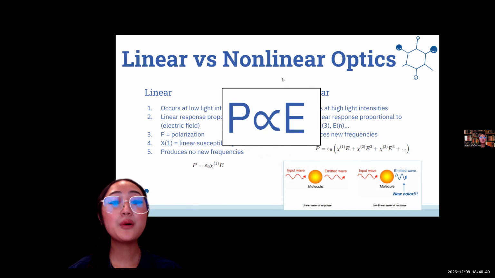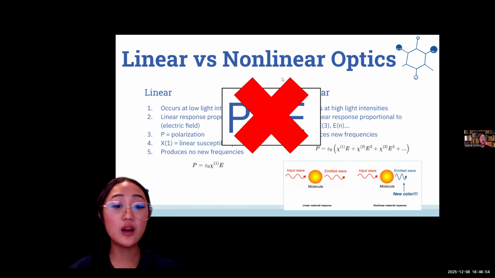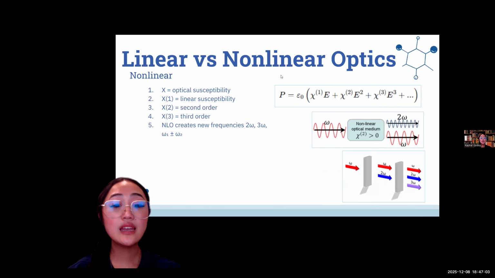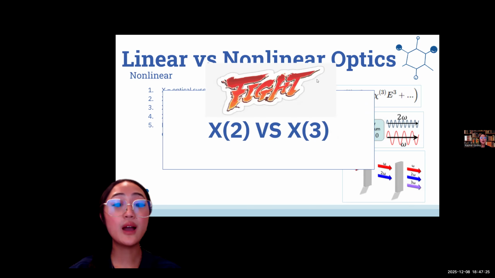In linear optics, polarization P is simply proportional to E. But for nonlinear optics, or at high optical fields, that is not the case. The relationship between P and E is nonlinear. Instead, the polarization is written as a power expansion involving coefficients multiplied by higher orders of the electric field. That is essentially the equation that you see on the top right here. The Greek chi symbols, chi n, are the optical susceptibilities which quantify the material's response. Chi1 is the linear optical susceptibility that we saw for linear optics.